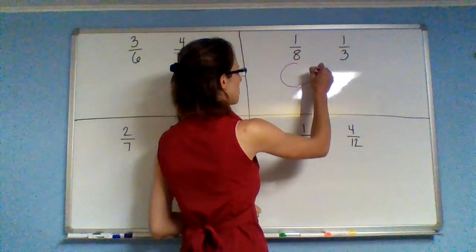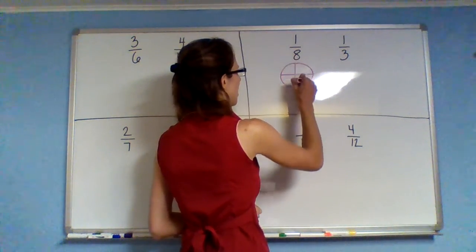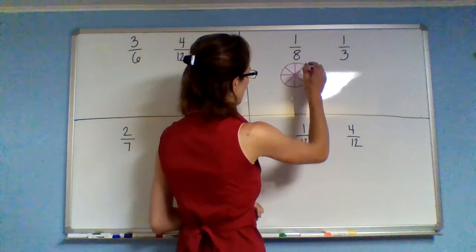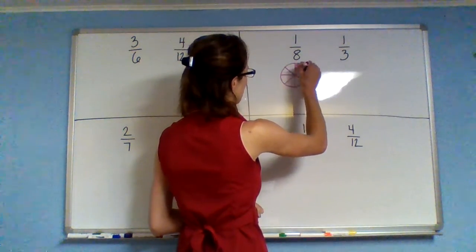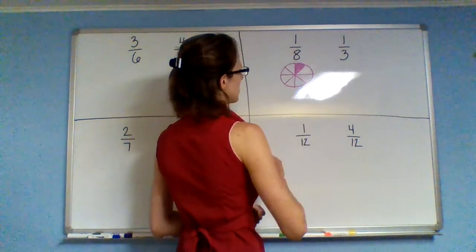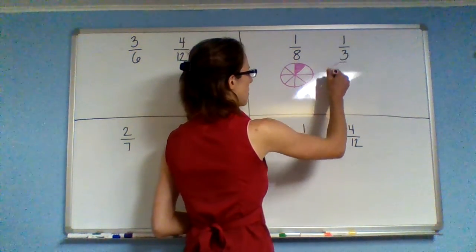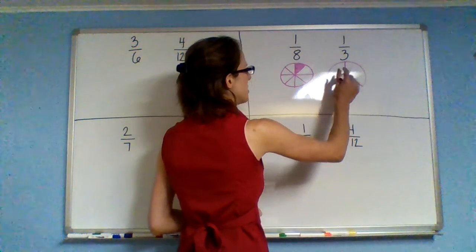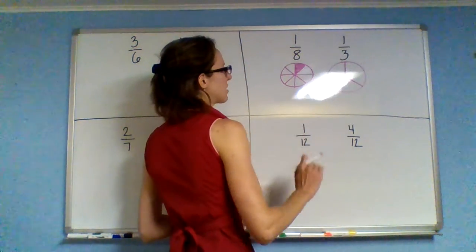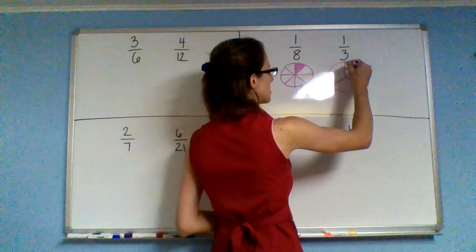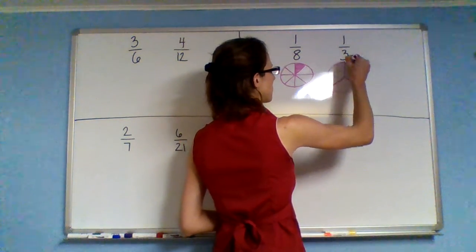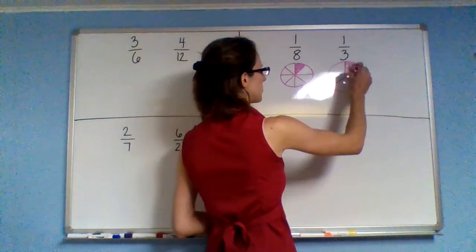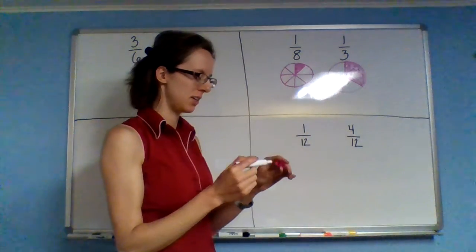Here we're talking about having 1/8. Again, if I draw my pie, I only have one of those wedges. When I draw my 1/3 pie, I also only have one of the wedges, but since the pie was only divided into 3 parts instead of 8 parts, that one wedge is significantly bigger than the one wedge over here.